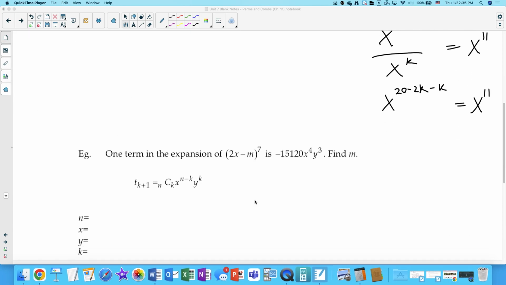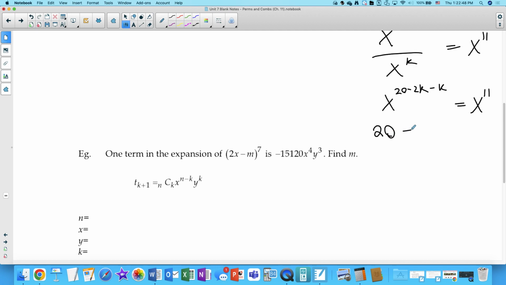Okay, so I have power equals power. The bases are both x. So now I can say that the exponents are equal to one another. On the left side, the exponent simplifies to 20 minus 3k, and the exponent on the right side is 11. If I subtract 20 from both sides, I get negative 3k equals negative 9. So k equals 3.